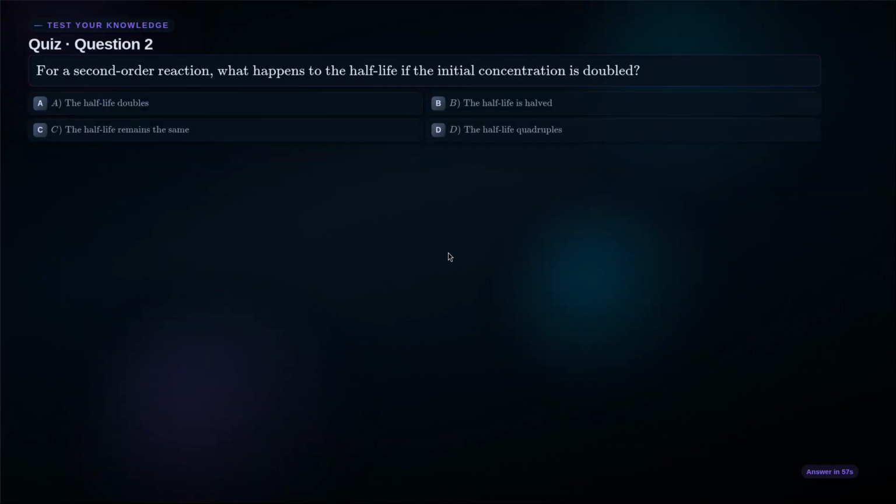Quiz question 2. For a second-order reaction, what happens to the half-life if the initial concentration is doubled? Option A, the half-life doubles. Option B, the half-life is halved. Option C, the half-life remains the same. Option D, the half-life quadruples.